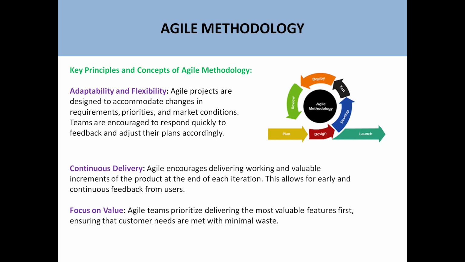Then focus on the value. Agile basically prioritizes delivering the most valuable features first, ensuring that customer needs are met with minimal waste. So that means, for example, if there are 40 tasks in the project, we will prioritize those tasks and try to complete the first 10 tasks which are of the highest priority. It is not the case that the highest priority task will be done at the end. In agile, more focus is on the value, so the customer gets as much value as possible.